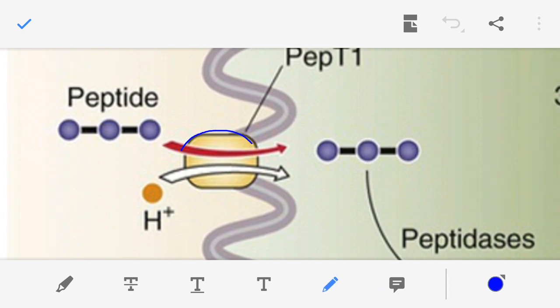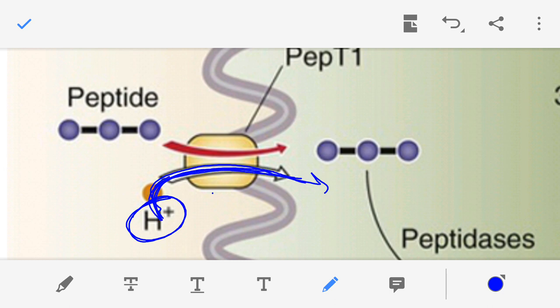So here, as the concentration has decreased, what happens? This pump, the name of this pump is hydrogen oligopeptide co-transporter. Now what is this pump or carrier protein doing? So here you see, the H plus from outside are rushing into the cytoplasm.